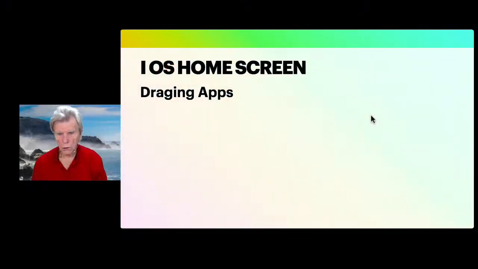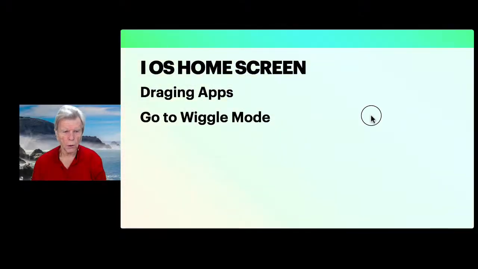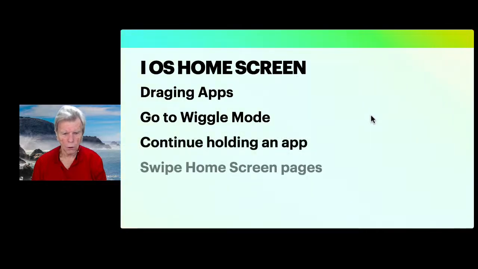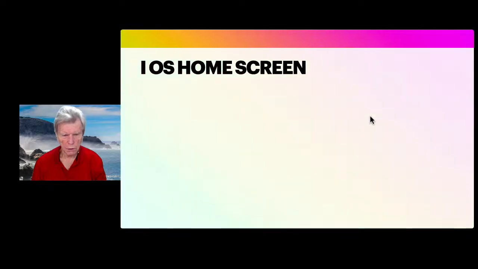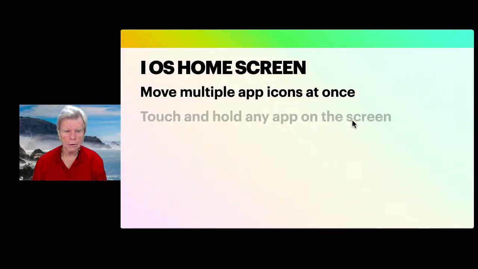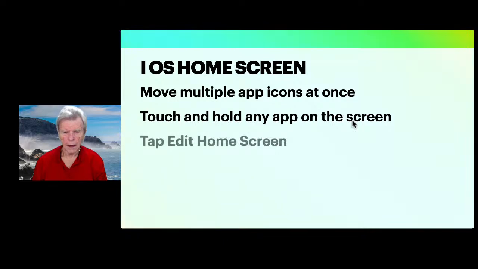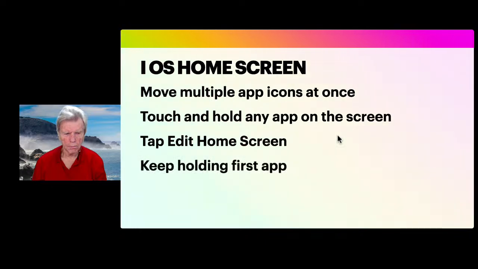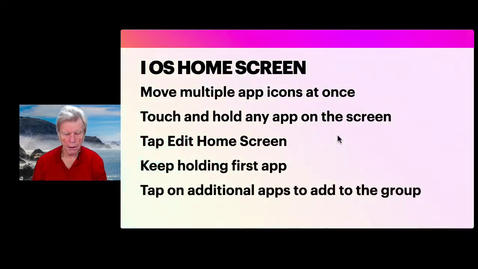So to drag the apps again, you go into wiggle mode. You continue holding the app. You can swipe between home screen pages. Now, a new feature is you can now do multiple app icon moves at once. So to do that, you touch and hold the first icon, and then you tap edit or keep holding till they get into wiggle mode, and then you tap additional apps and that adds it to the group.